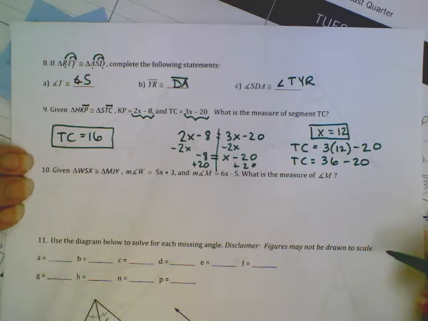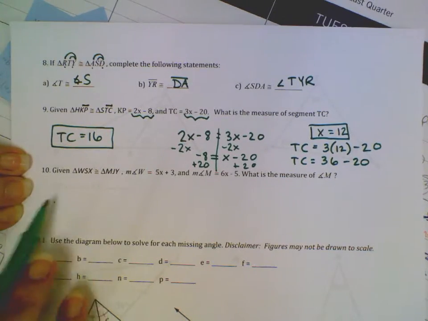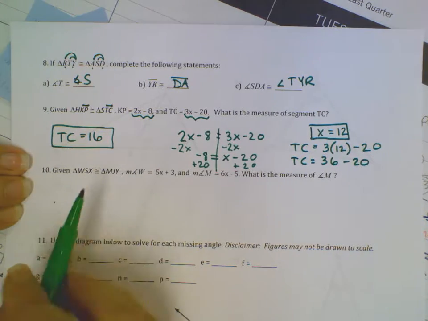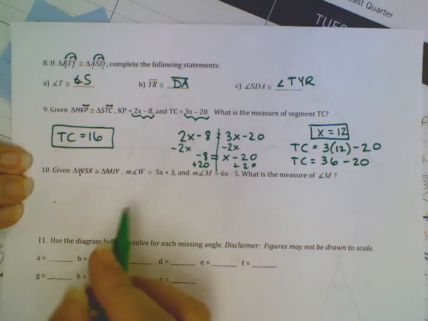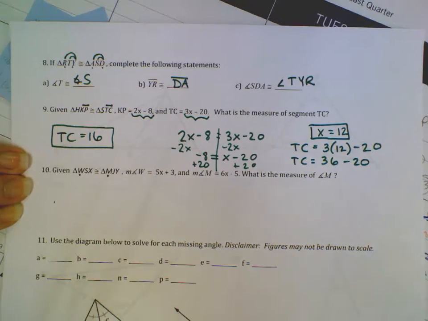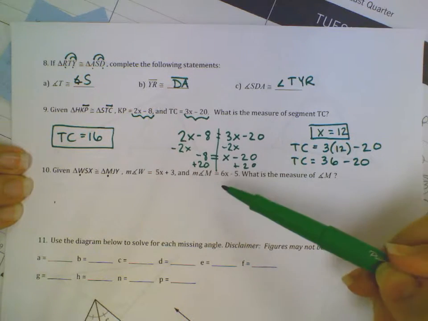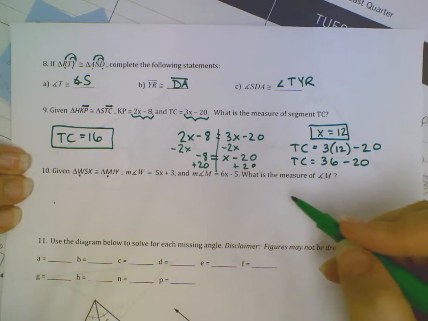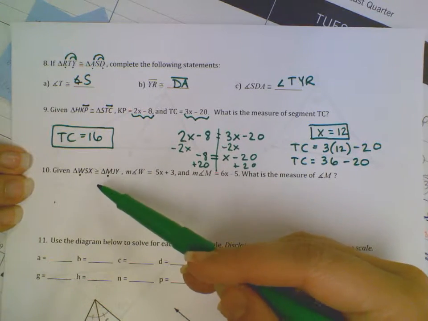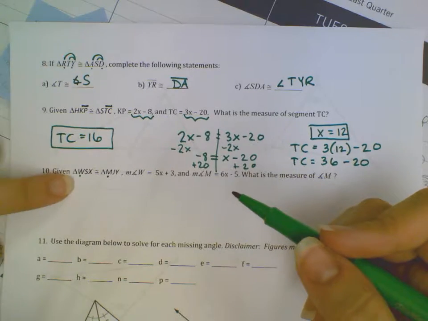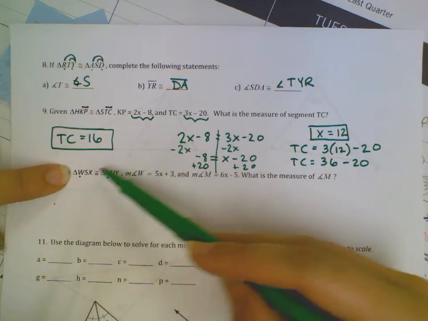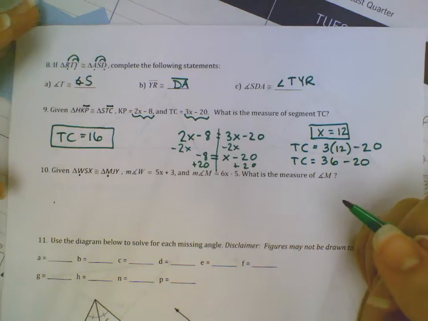Then for number 10, it's a similar concept. It says, given that triangle WSX is congruent to triangle MJY, the measure of angle W, which is first position, and the measurement of angle M, which is also first position, they give us those, 5x plus 3, 6x minus 5. They ask me what the measurement for angle M is. If they're both in that first position, that means that those are the corresponding parts. The way that this statement is written is each piece corresponds to the other triangle, and it's written in order to make sure that we know which pieces are congruent.